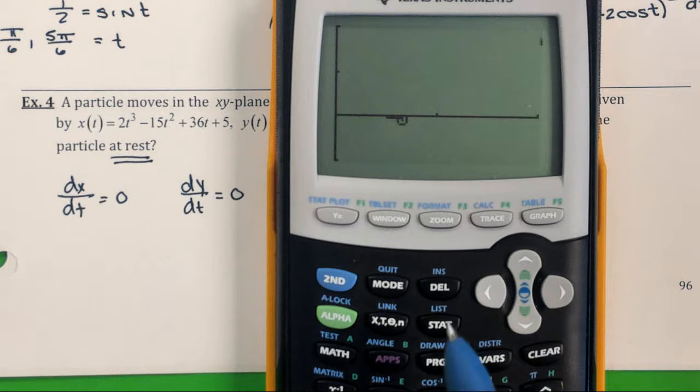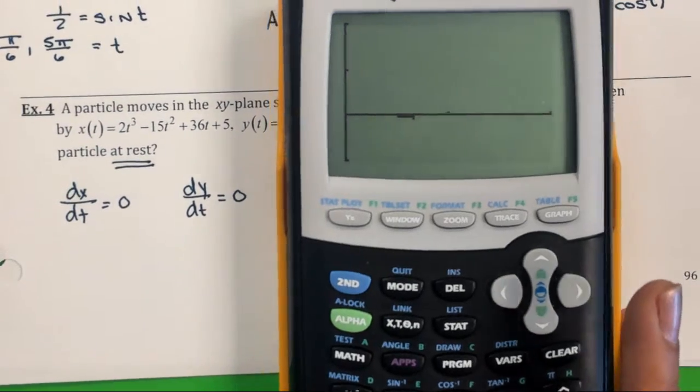Yeah, that's the stop. And then it keeps going. Okay? Do you see it? All right. Another example.